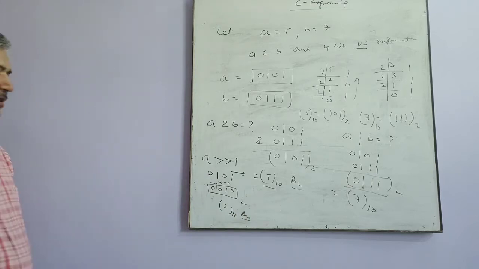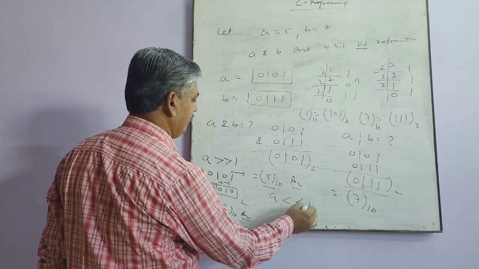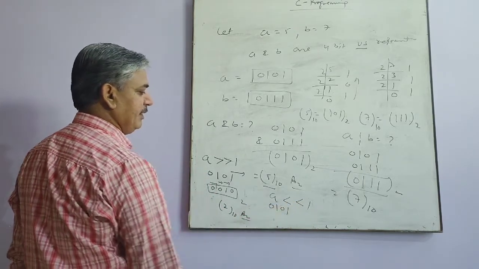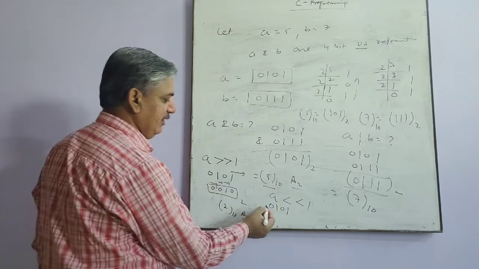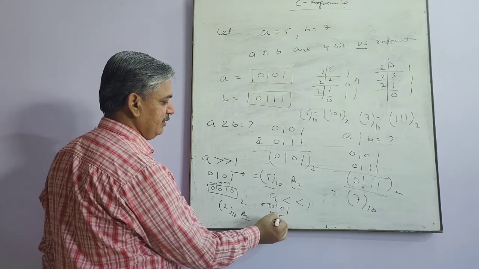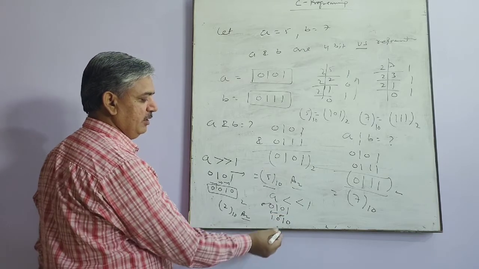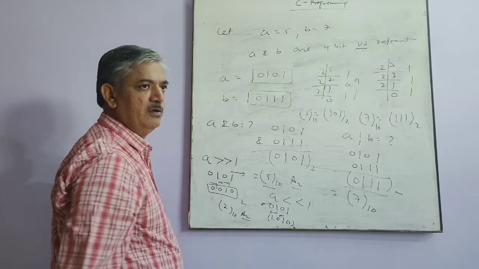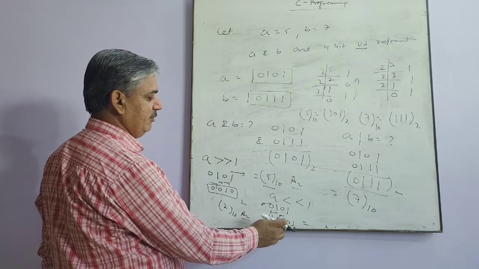Suppose we want to find A left shift 1. A is 0 1 0 1. Left shift means shift 1 bit towards the left. So this 0 is discarded, 1 is at this place, 0 is at this place, 1 is at this place, and this empty position is filled by 0. This is what? 1 0 1 0. When we convert this into decimal, what is the decimal equivalent?